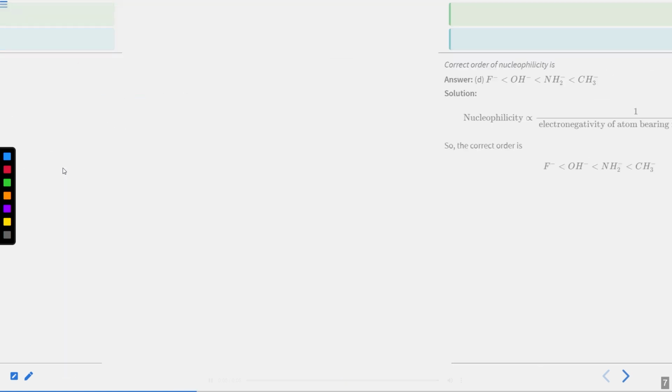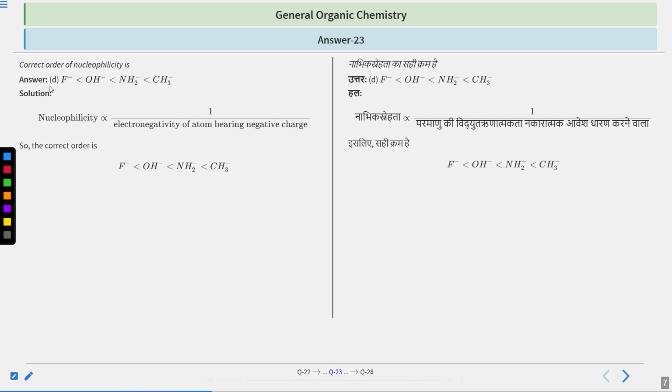Okay, let's see. The correct answer is option B. The strongest nucleophile is CH3 negative, then NH2 negative, then OH negative, and the least is F negative. So the nucleophilicity is inversely related to the electronegativity of the atom bearing the negative charge.